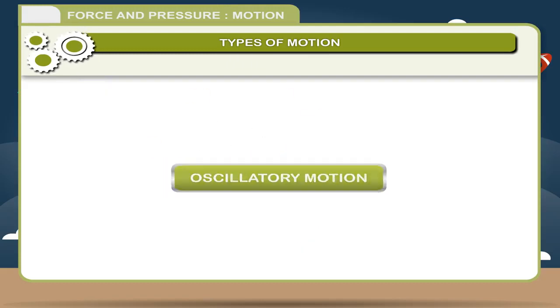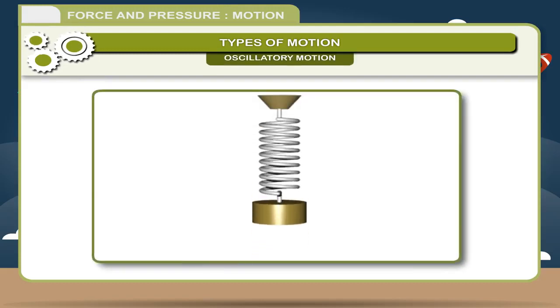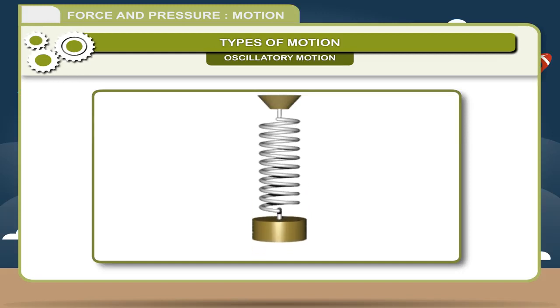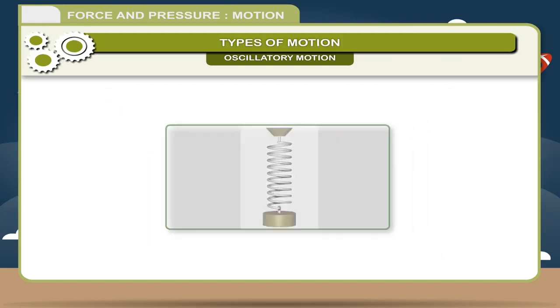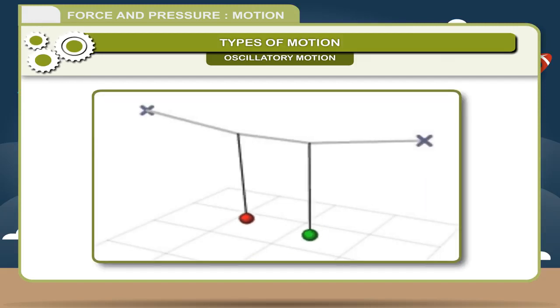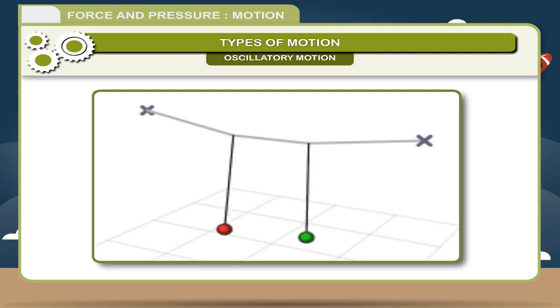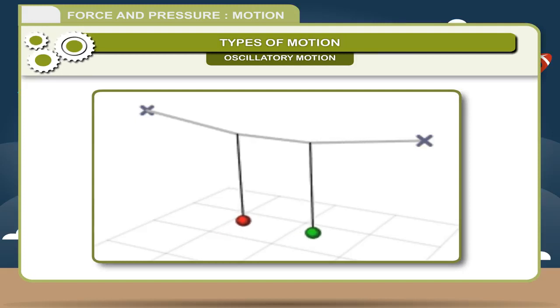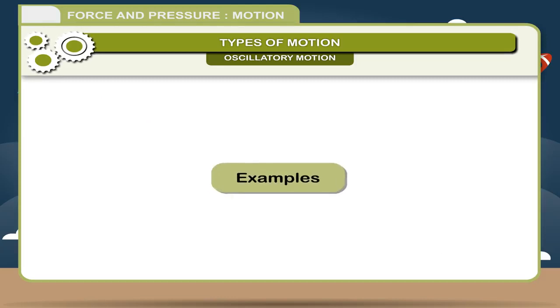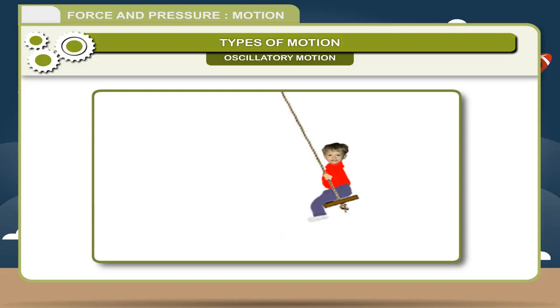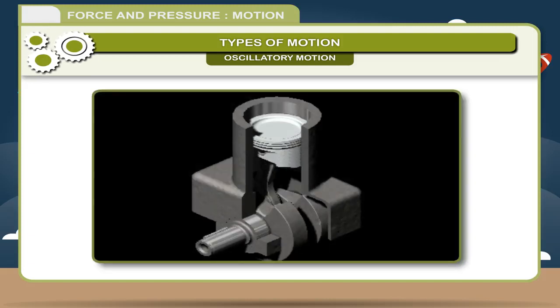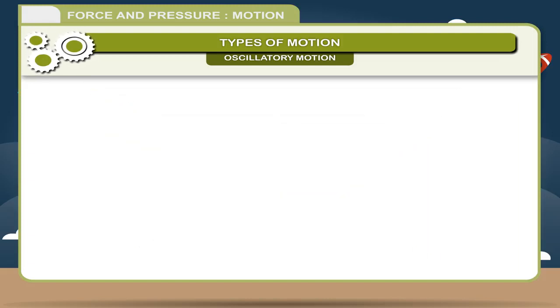Oscillatory motion. The complete to and fro motion of a body about its mean position is called oscillatory motion. In oscillatory motion, the object repeats its motion about the mean position after a regular interval of time. Examples: motion of the pendulum of a clock, motion of a swing, motion of the piston of a moving engine.